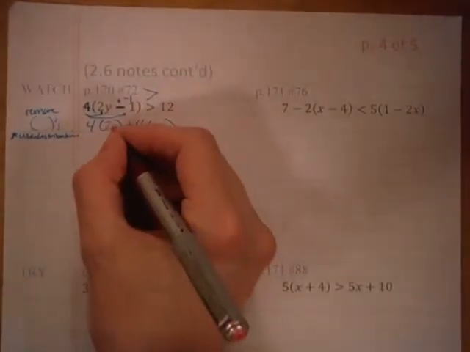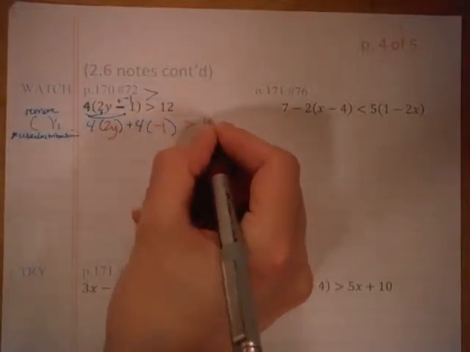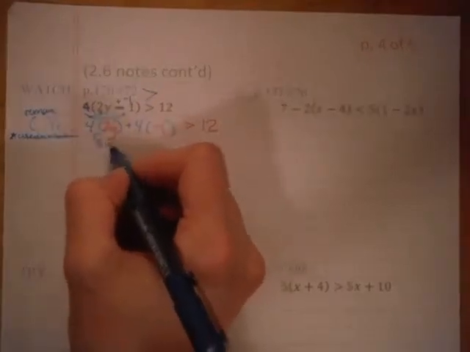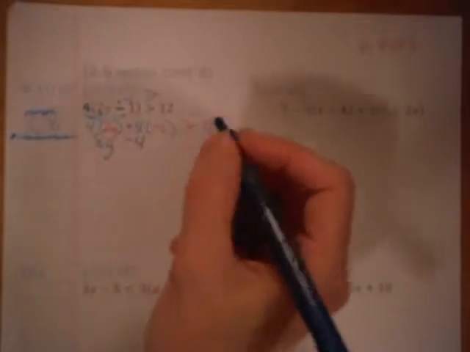So I've got my 2y minus 1 greater than 12. So there's my distribution. That gets me 4 times 2y is 8y, plus 4 times a -1 is a -4, or plus a -4, however you want to think about that, greater than 12.